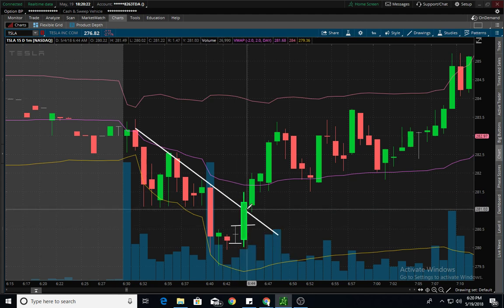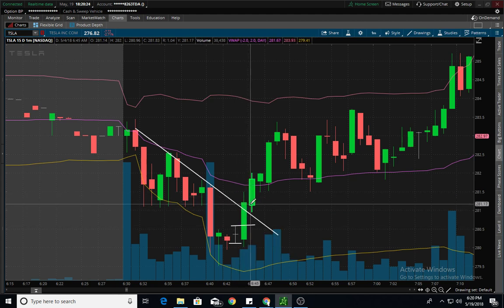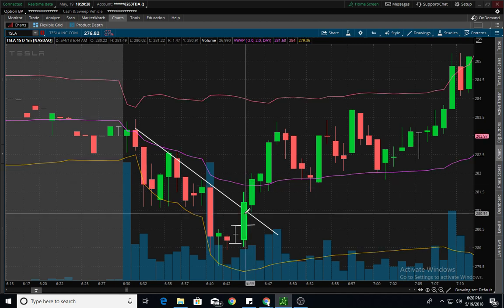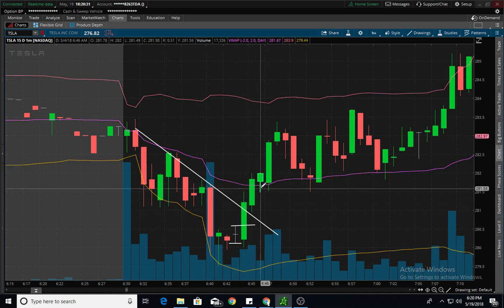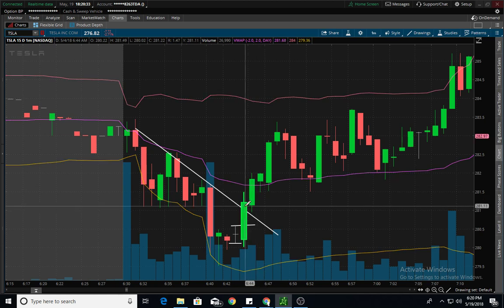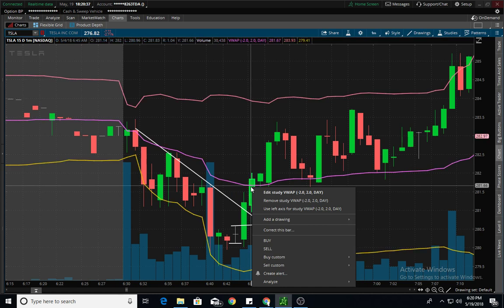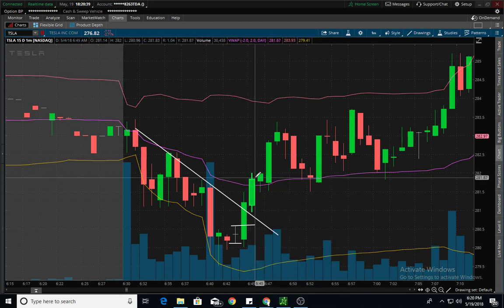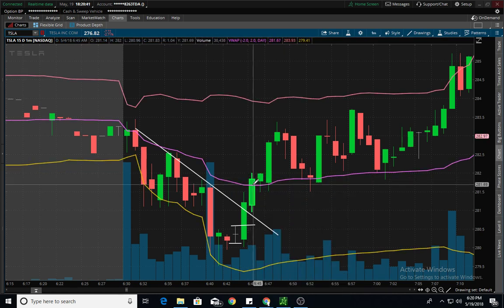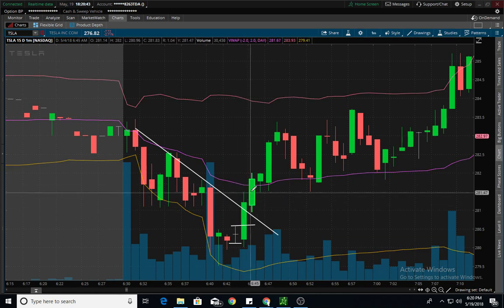So around this area, if it breaks through and then it at least contests this middle VWAP, then I'm going to be interested in going in long. But I probably wouldn't buy here, because there's not really that much margin until it hits the resistance. So I'd probably wait for it to pass the middle resistance, because it's a little bit too risky here.